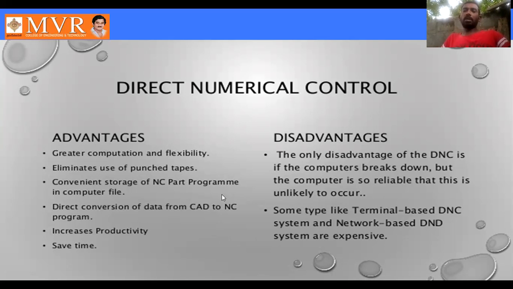Some types of DNC systems, terminal based DNC systems and network based DNC systems, are expensive. These systems, terminal based and network based, are very expensive. That is another disadvantage of direct numerical control. So these are the advantages and disadvantages of direct numerical control.